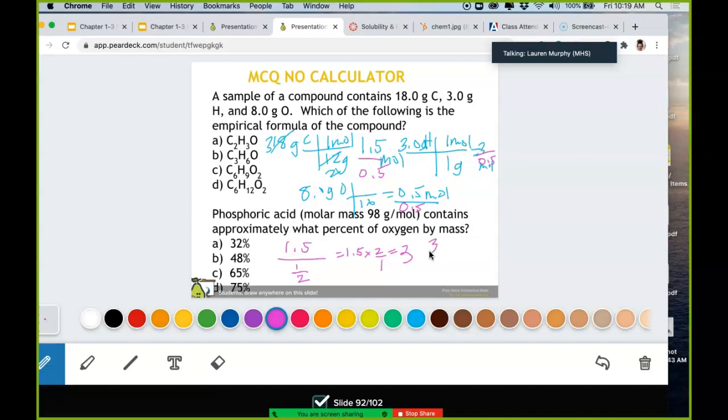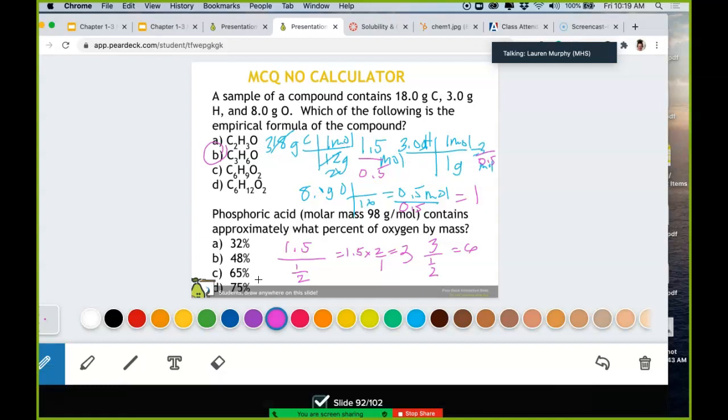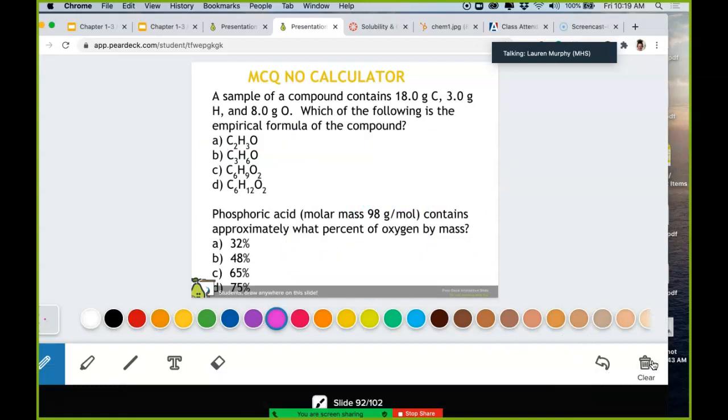So look at 3 divided by a half. The 2 flips up, so this ends up being 6, right? And then a half divided by a half is 1. So 3 carbons, 6 hydrogens, and 1 oxygen. So your answer is B. Any questions on that one? So look, we just did an empirical formula without a calculator. That's pretty cool. All right. So this one was B.